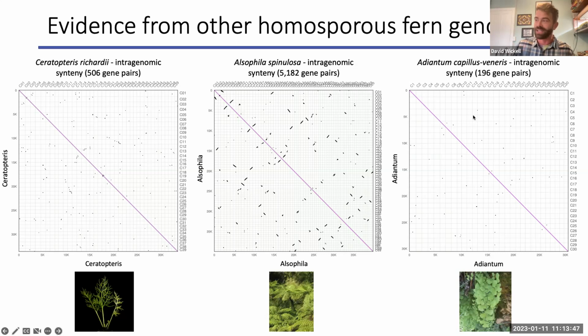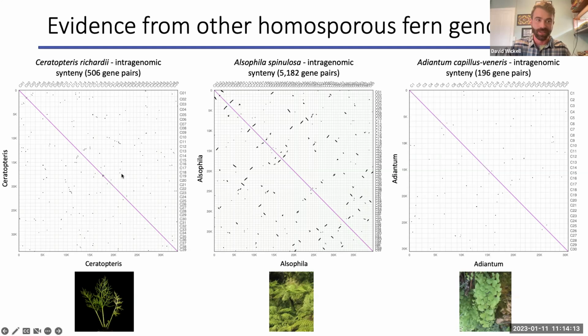So I said earlier, this was just one of three homosporous fern genomes published in the last year. And while we have this beautiful synteny preserved from a whole genome duplication in Alsophila, we don't see that at all in Ceratopteris or Adiantum. And Ceratopteris, in fact, has a duplication inferred more recent than the one we see in Alsophila. So what the heck's going on?